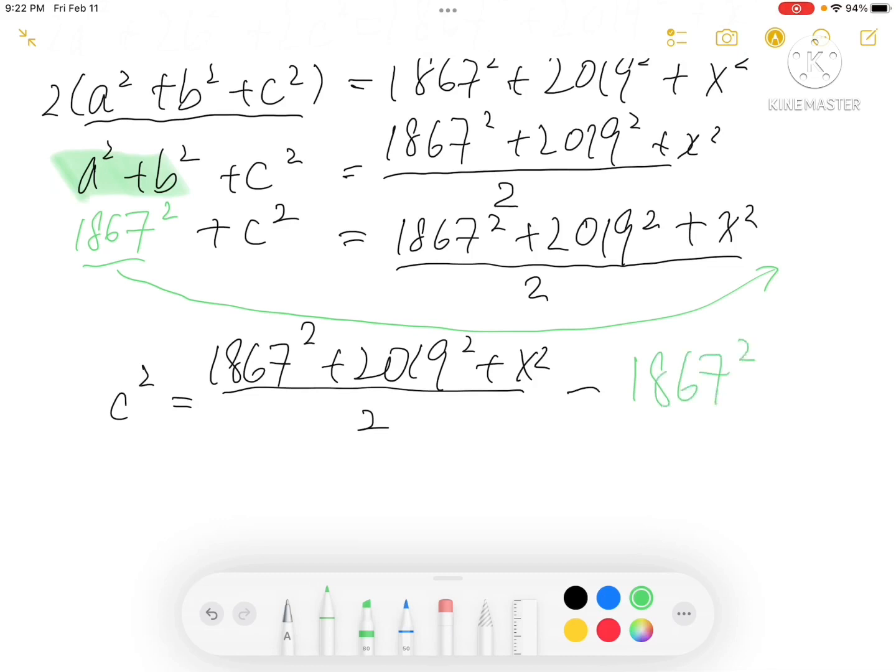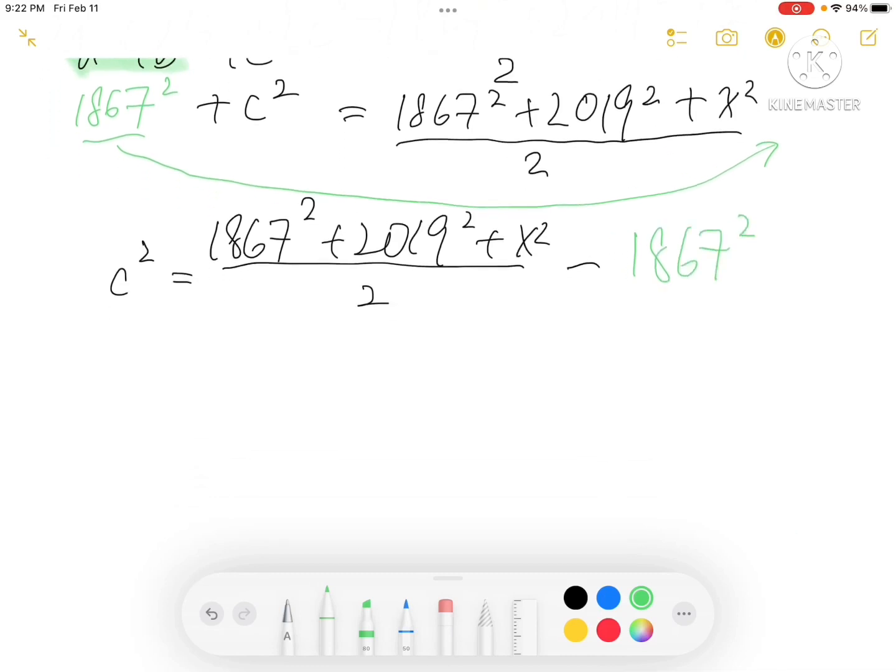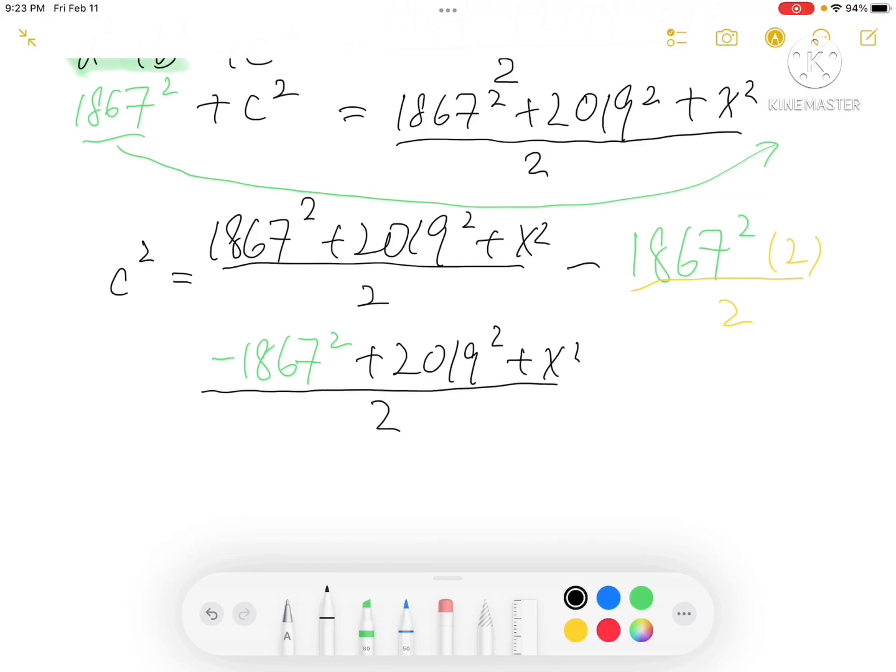this. And you may recall from some simple fraction addition in the past, if we want to add up fractional terms, we need to make sure that they have the same denominator. So we multiply this by 2, so that we have 2 of 1,867 squared that is also negative. So it's just equal to negative of 1,867 squared plus this plus x squared divided by 2.